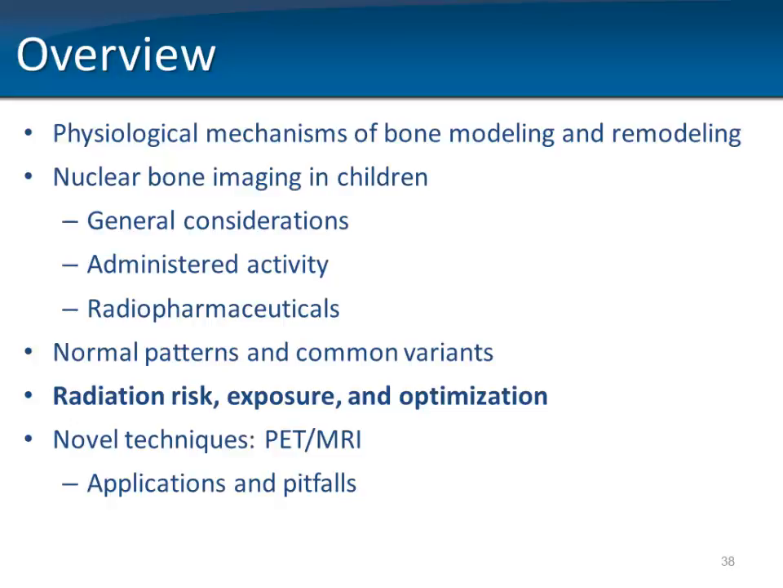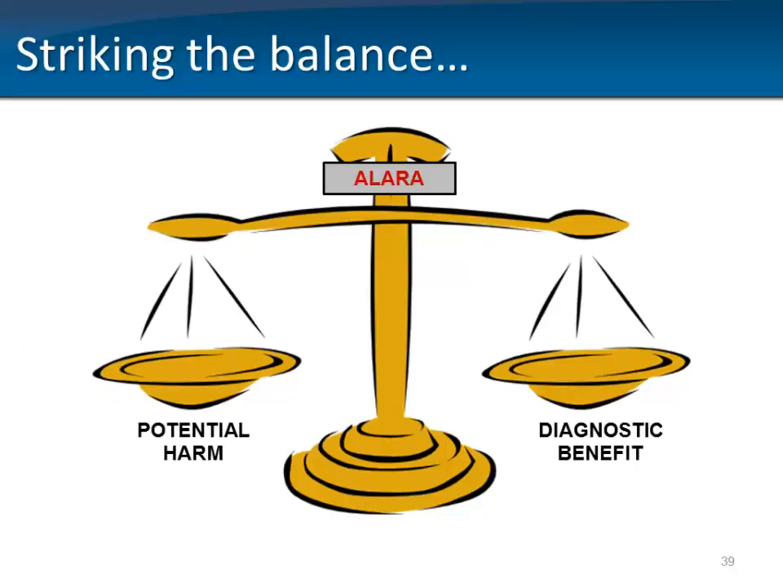So, moving on to radiation risk and exposure. That is in fact the dilemma we have had for some time in our discipline, because we want to have a diagnostic benefit, we want to cure the patient, or at least give them a diagnosis that can lead to adequate treatment and cure. But what we do is also potentially harmful. We give young people ionizing radiation. So we have to balance these, and the tool we can use to do that is ALARA, so to give these doses that are as low as reasonably achievable.